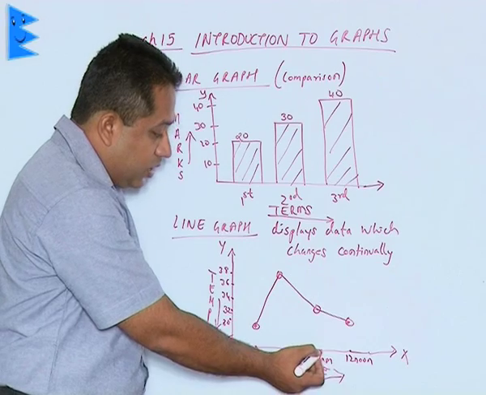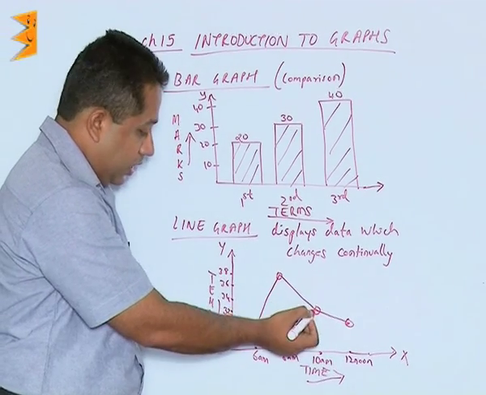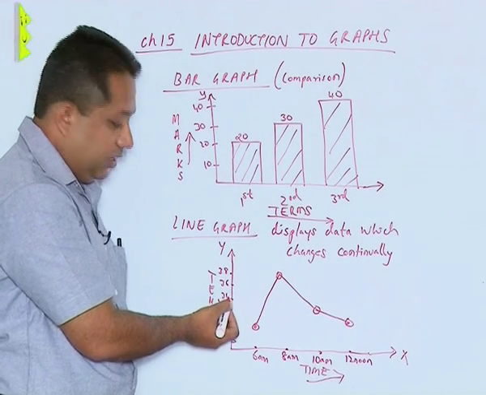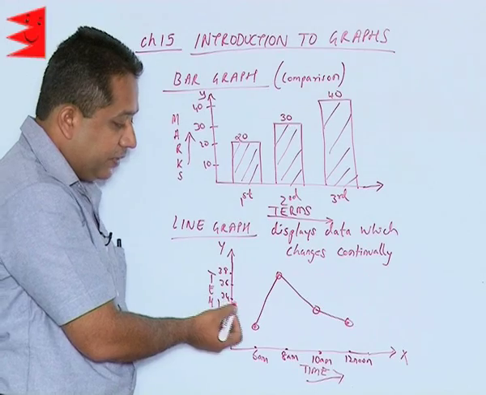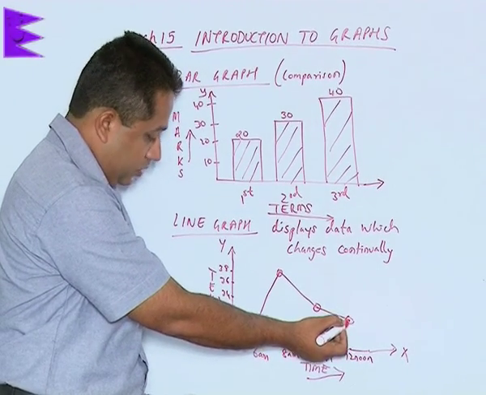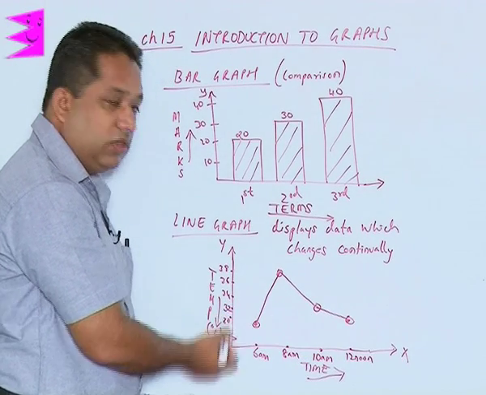Then further, after 2 hours, when the temperature was recorded at 10 am, the temperature goes down, and how much is it now? Just extend this, you will find that it is intersecting at 34 degrees centigrade. And finally, at 12 noon, the temperature has gone a little bit further down. So, when we extend this, we find that it is intersecting at 32 on the y axis.